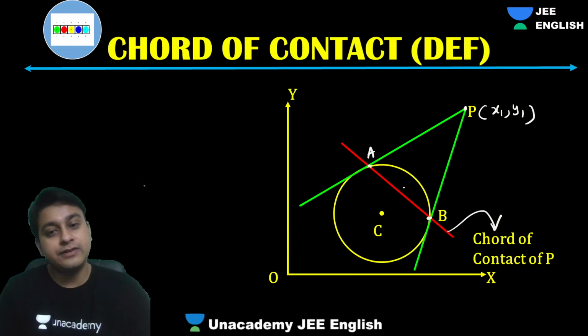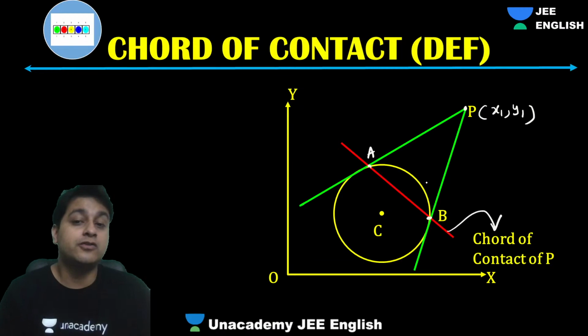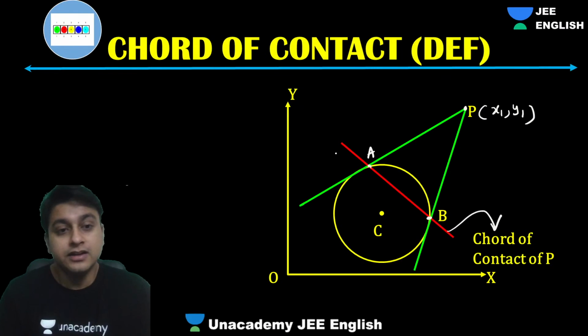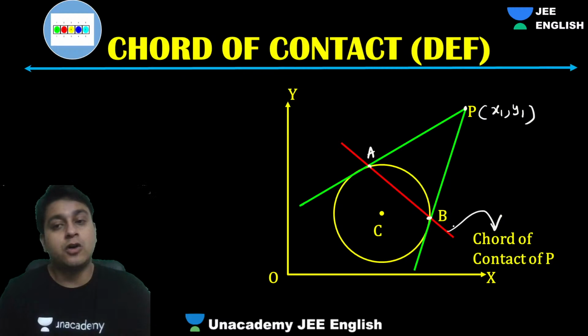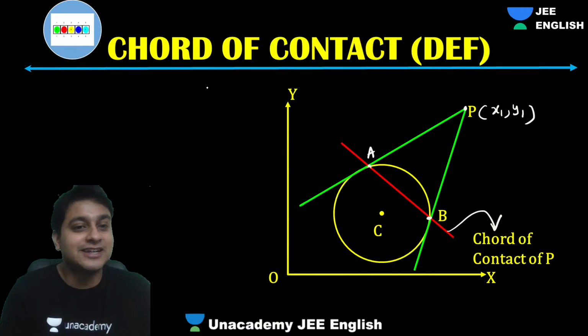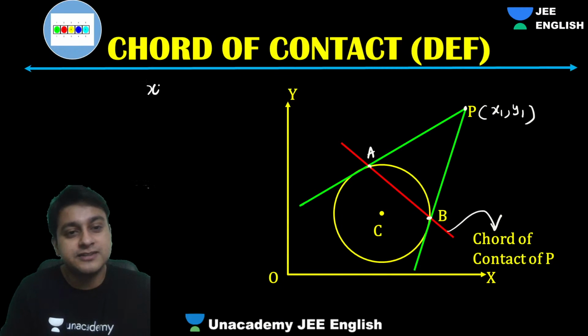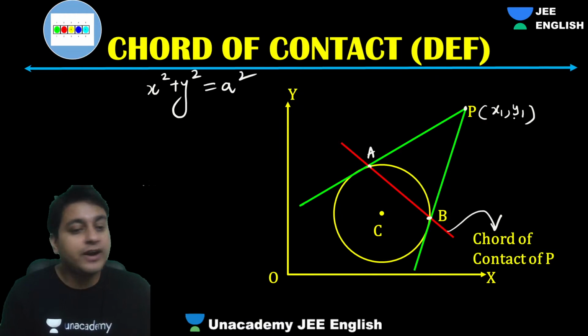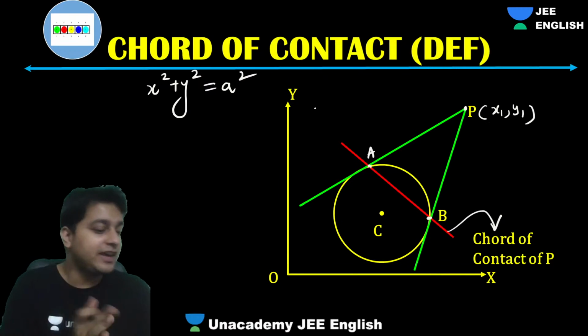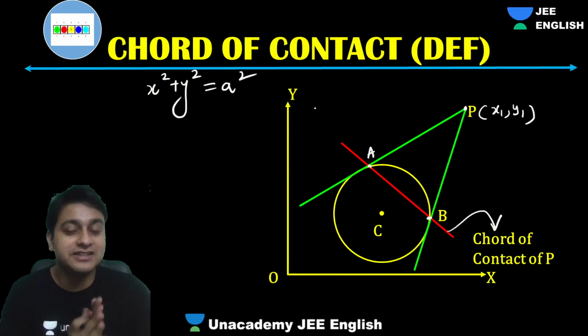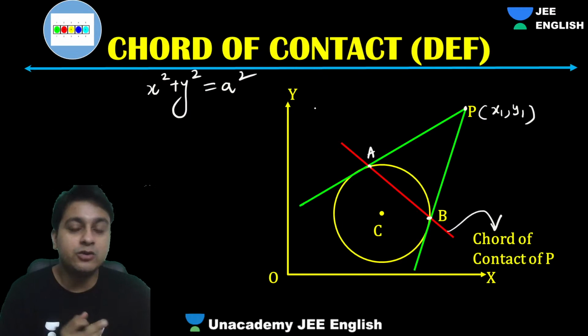So definitely, guys, we have to understand this amazing concept of chord of contact. Let's see how we can derive it. We have to derive the equation of the chord of contact. We only know the circle's equation. Let's suppose the circle's equation is x square plus y square equals a square, and we know the point x1 y1. Using these two, we have to get the equation of AB. That's going to be really amazing, right? Now let's see how we can do it.